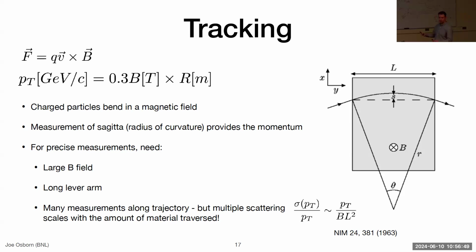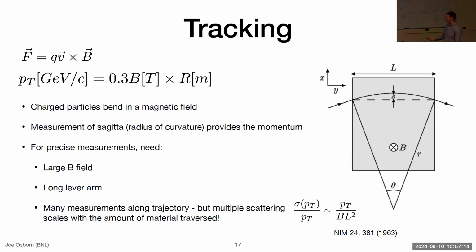However, this is where the multiple scattering term from the previous slide comes into play, because this scales with the amount of material that's traversed. So there's an optimization problem here where you need to have as many measurements as possible, but with as little material as possible over as long a distance as possible. So you have to give and take between those things because they kind of compete against each other.